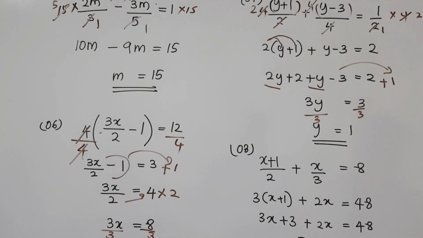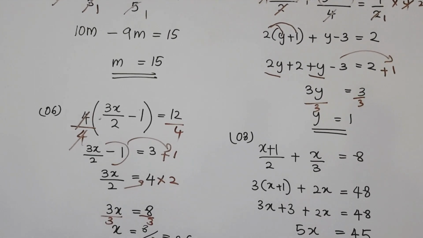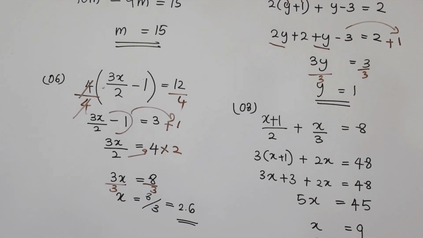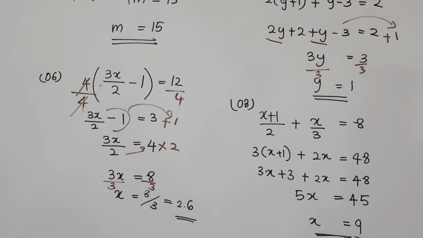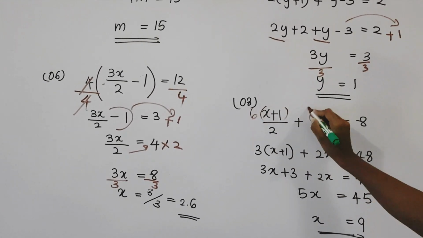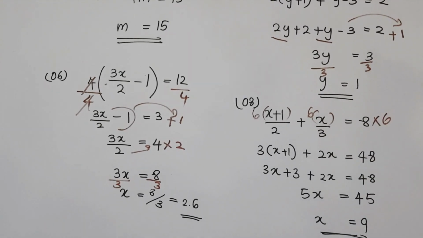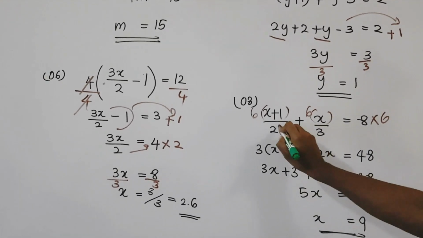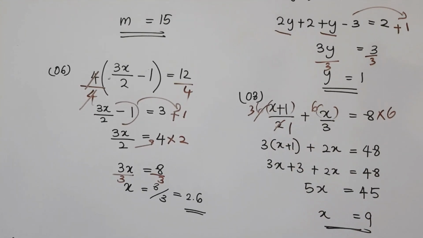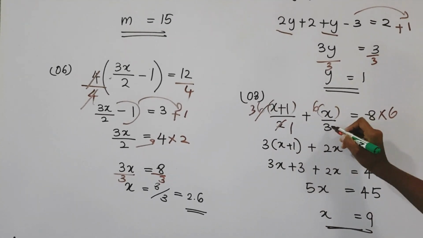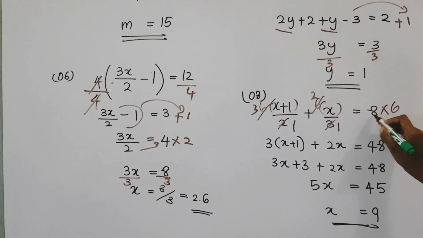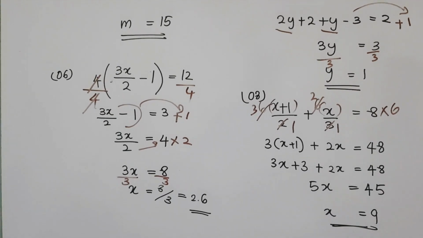Now as a final question, the 8th question. In that also you can see the expressions are written as the numerator. So here again the LCM is 6. Each and every part we multiply by 6. Very good. Remember to multiply everybody. So 2 times 1, 2 times 3. So 3x plus 1. Don't forget the bracket. Then 3 times 1, 3 times 2. So 2x. 8 into 6 will give us 48.